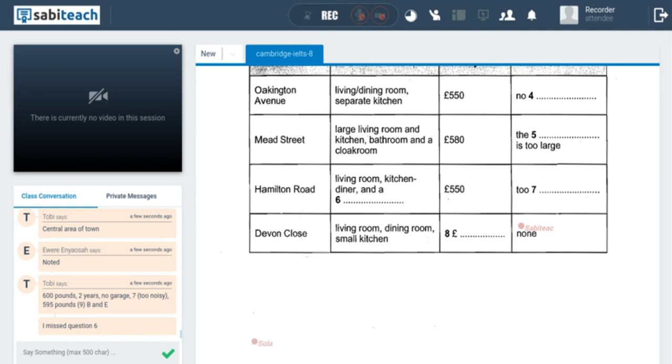Okay, good. Question 6. We'll be too busy to look after it. Okay. Then there's this older house in Hamilton Road. Living room, kitchen, diner, and it has a study.